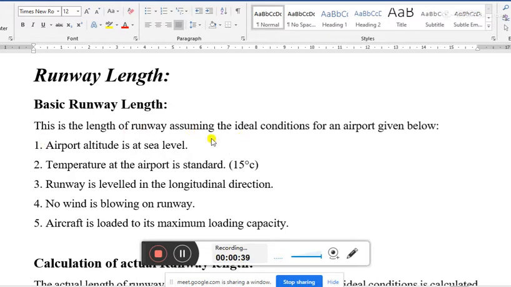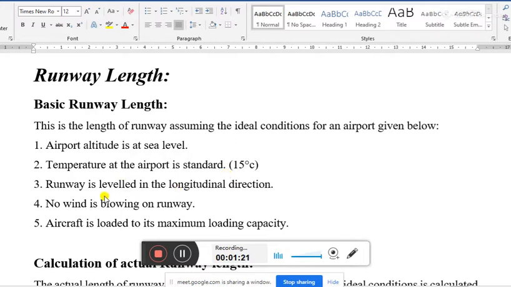That is, the ideal conditions are airport altitude at sea level. That means the elevation of the airport is zero. That means sea level. These are the ideal conditions. First condition is that the airport is situated at sea level, or the elevation of the airport is zero. Next condition is the temperature at the airport is standard. Standard temperature should prevail in the airport area, and that standard temperature is 15 degrees Celsius.